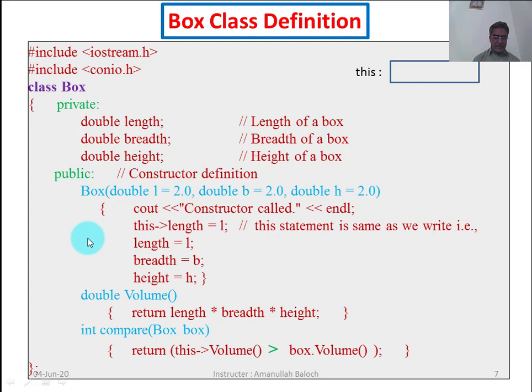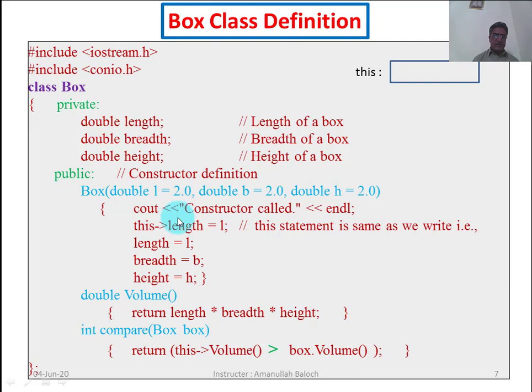This public section has three member functions. First one is the constructor. If a member function has the same name as that of the class name, that function is a special kind of function and it is called a constructor. It has three parameters, double L, double B and double H, which have here the default values 2.0, 2.0, 2.0.